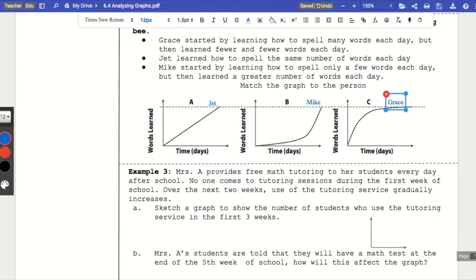Oh, this one's about me. So Miss A provides free math tutoring to her students every day after school. No one comes to tutoring sessions during the first week of school. Over the next 2 weeks, use of the tutoring service gradually increases. We're going to sketch a graph to show the number of students who use the tutoring service in the first 3 weeks. So again, we know that nobody comes to the tutoring session during the first week, and then over the next 2 weeks, it increases gradually.